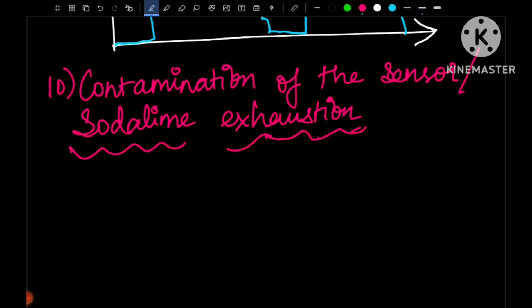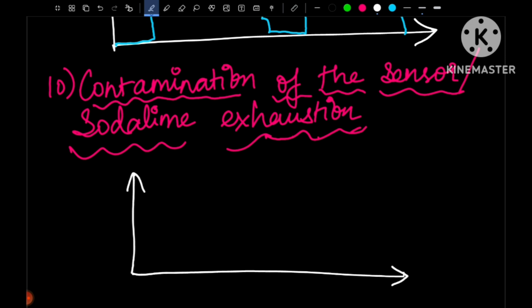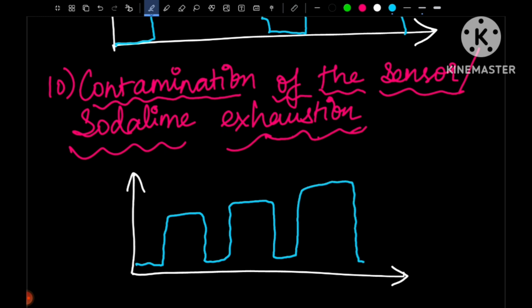We would have seen in our anesthetic workstation, there is a soda lime container kept, like white or pink thermocol-like structures. So that is this soda lime. Let's draw that. You can see that there is a constantly increasing amount of waveform, and the alpha and beta angles are both narrow. So this is the contamination of the sensor or soda lime exhaustion.